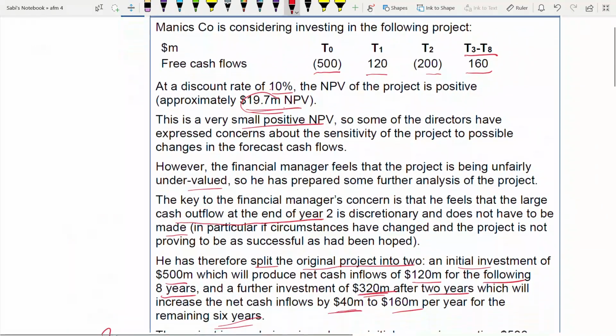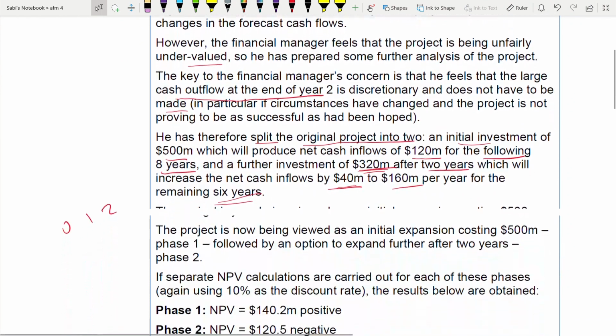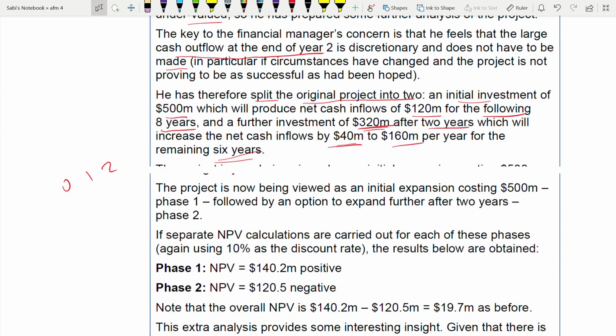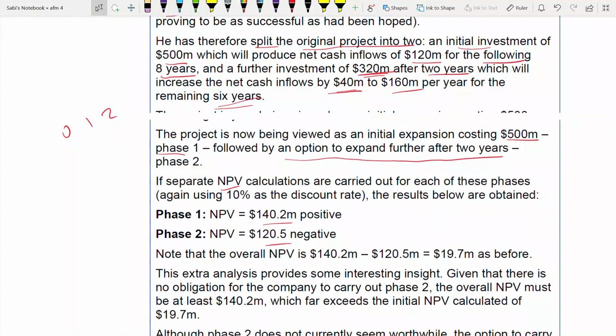If you see here, the project is now viewed as an initial expansion costing 500, then phase 1, followed by an option to expand further after 2 years. If separate net present value calculations are carried out, then phase 1 is positive, phase 2 is negative. And overall, if you want to find out, this minus this is 19.7.